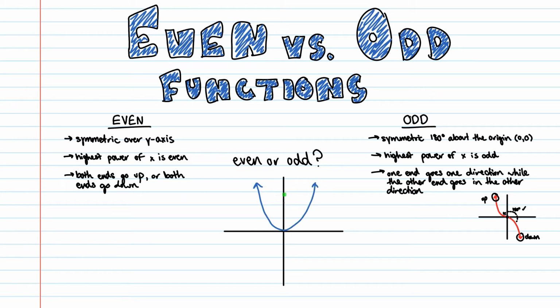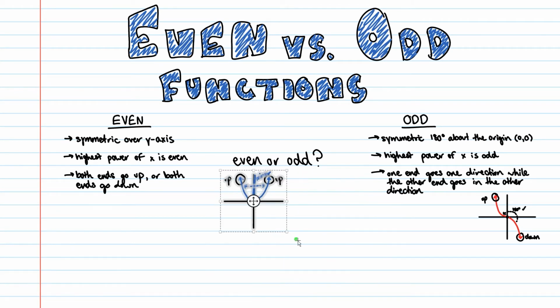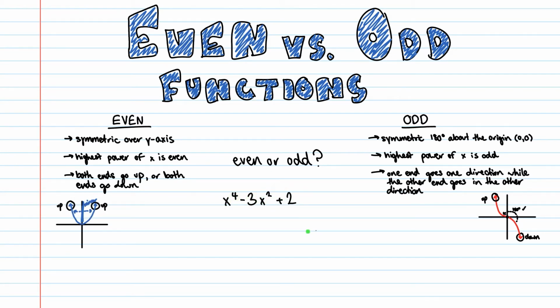What do we have here? Even or odd? Since it's mirrored over the y-axis and both ends go up, it's going to be an even function. This time I'll do an equation. Is this one even or odd?